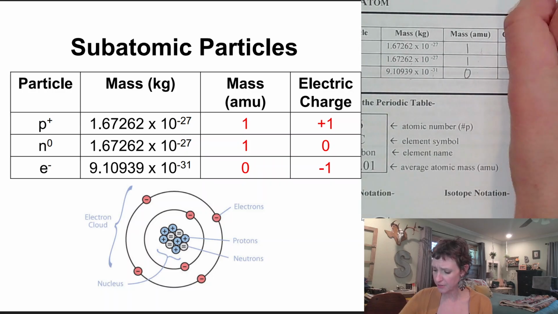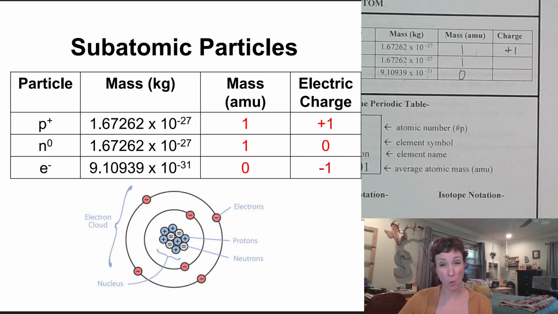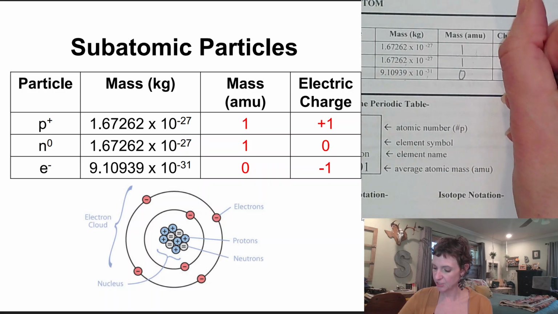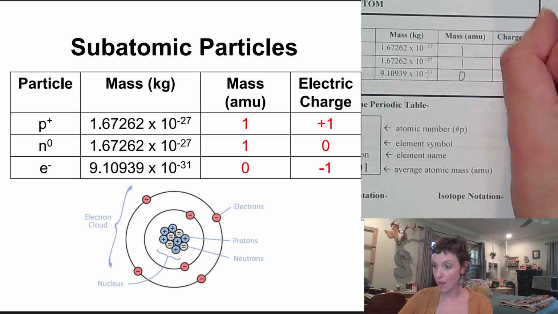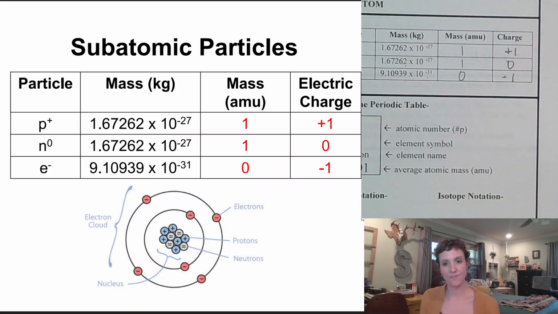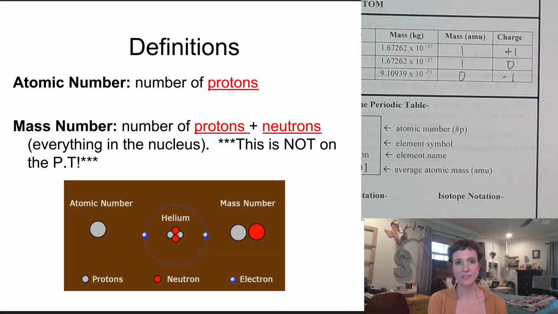And the charge of a proton carries a +1 amount of charge. A charge on a neutron is 0, and a charge on an electron is a -1 amount of charge. Very fun. So here's some definitions. When I say the term atomic number, I'm talking about the number of protons. I say atomic number, you think protons.